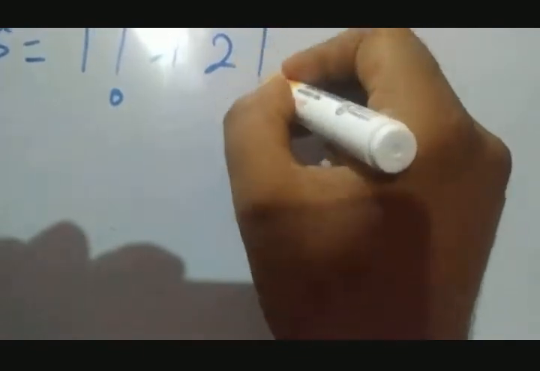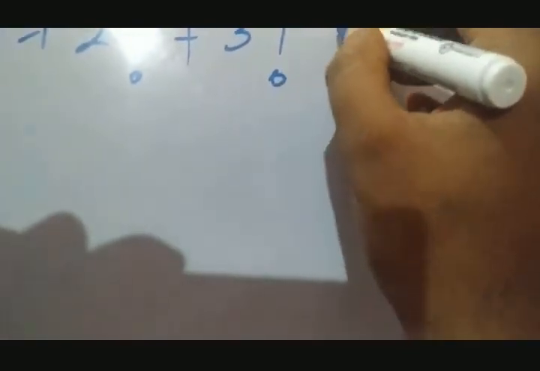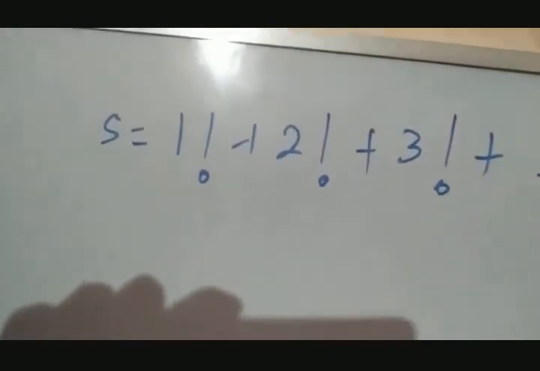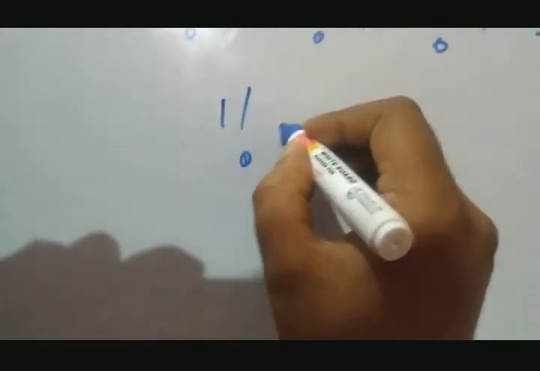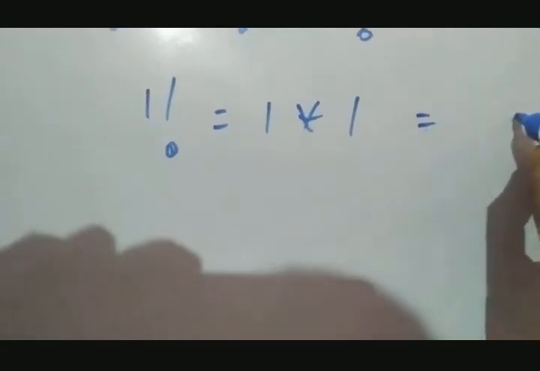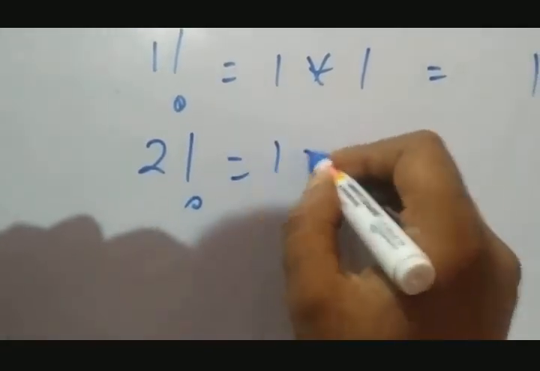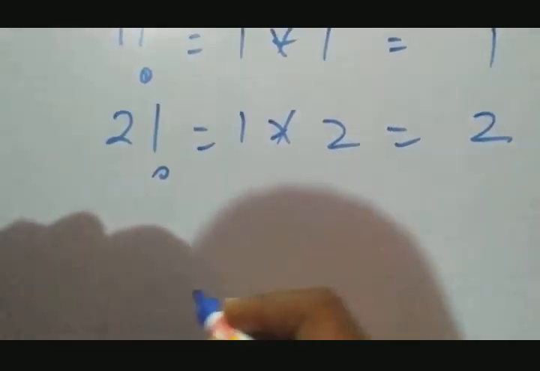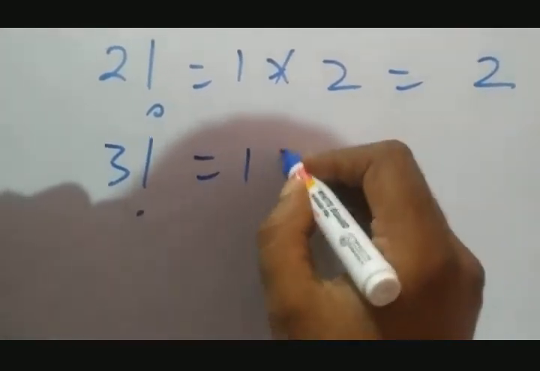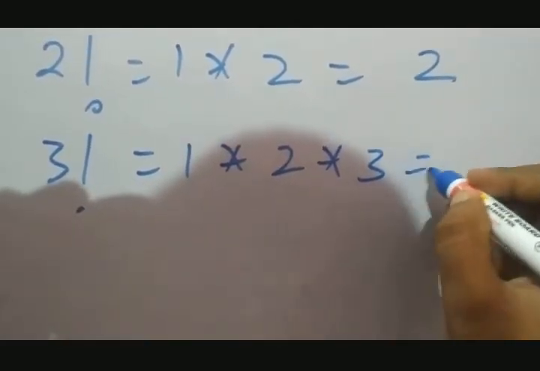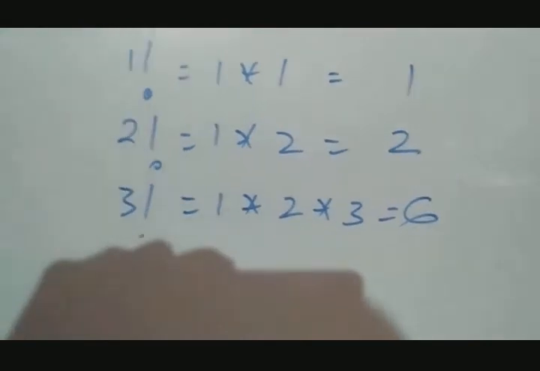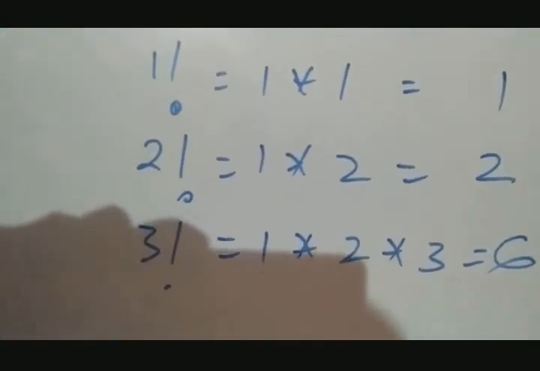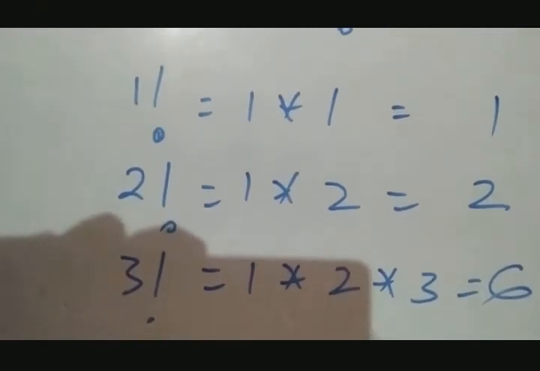Now, as I had said, suppose I need to find S equals 1 factorial plus 2 factorial plus 3 factorial plus and so on up to n terms. Now, 1 factorial means 1 into 1, that is 1. 2 factorial means 1 into 2, it's 2. 3 factorial means 1 into 2 into 3, that is 6. Likewise, you have to carry it forward.